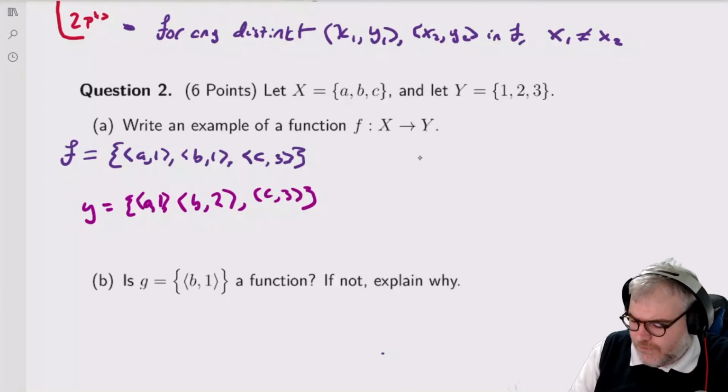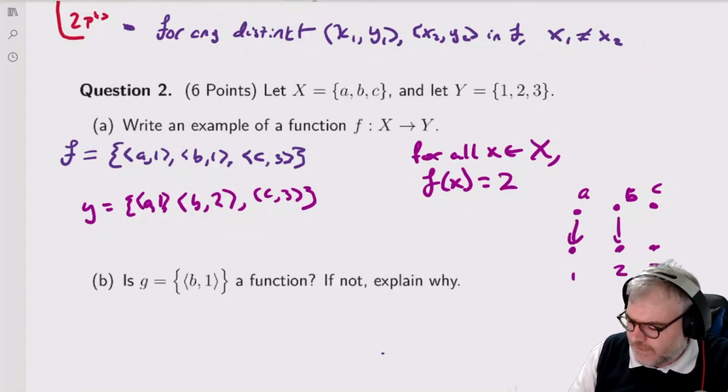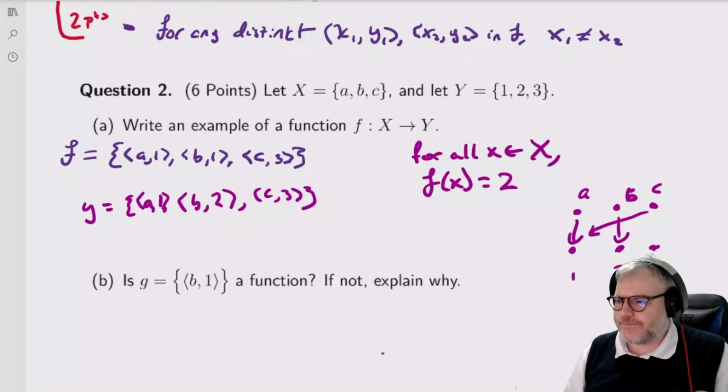Okay, how about this one? For all x in big X, f of x equals 0. That's a function. I'm sorry, not 0, because 0 is not in the codomain. F of x equals 2. The constant function 2. I could have written that. I could have written this. A, B, C, easy as 1, 2, 3. That would have been a good answer. All good answers.